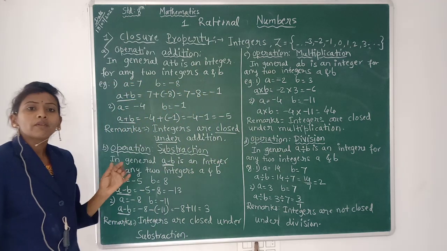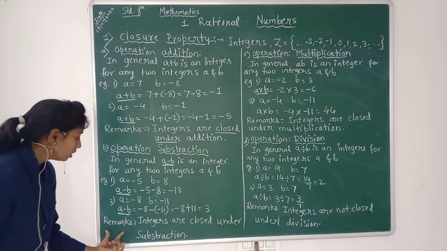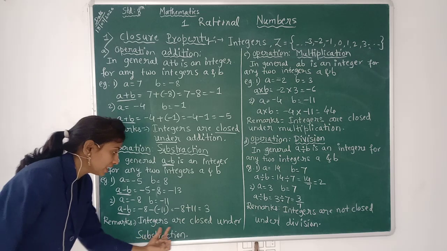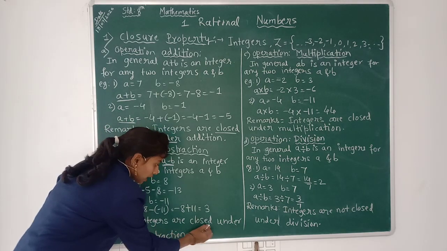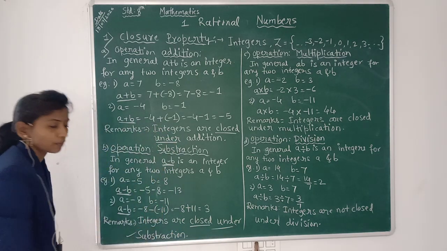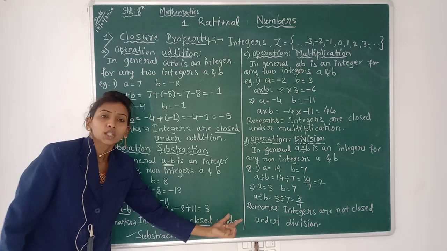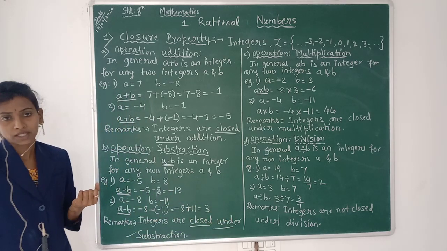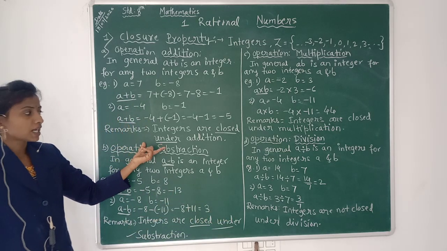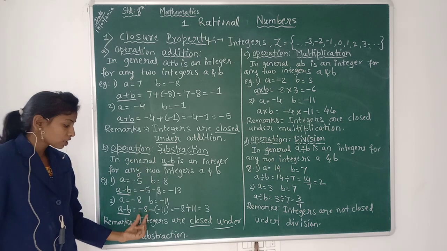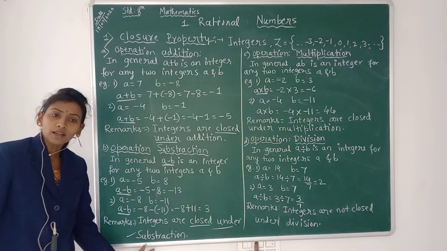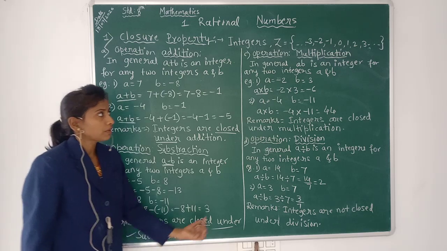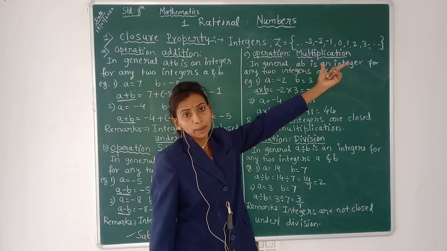Now what will we conclude? Integers are closed under subtraction. Addition is also closed, and the subtraction operation is also closed. Next we will move to the operation multiplication.